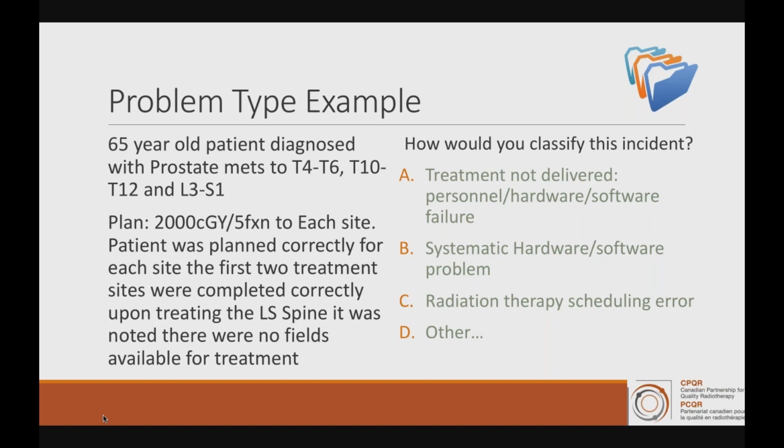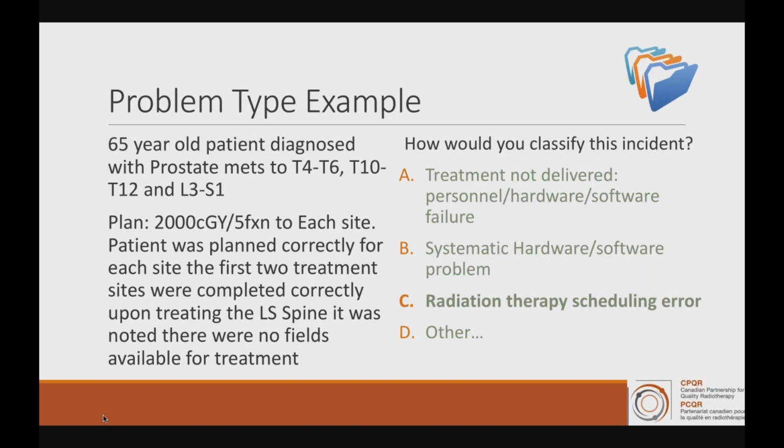So how would you classify this incident? Treatment not delivered, personnel, hardware, software failure, systematic hardware software problem, radiation therapy scheduling error, or other. The gold standard for this one was chosen as being radiation therapy scheduling error. It was tricky to tease down which one of these to choose.